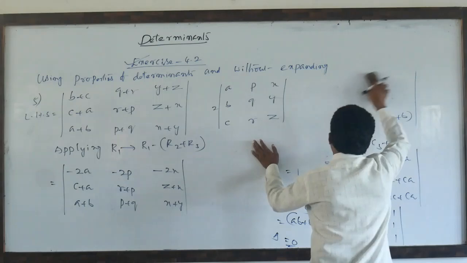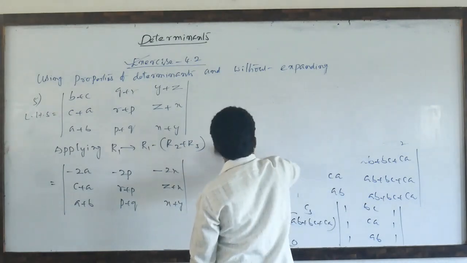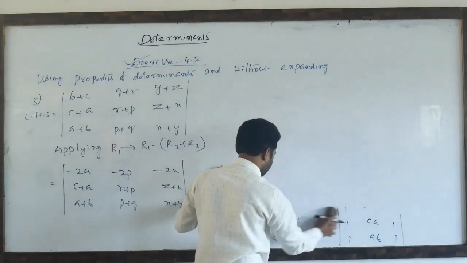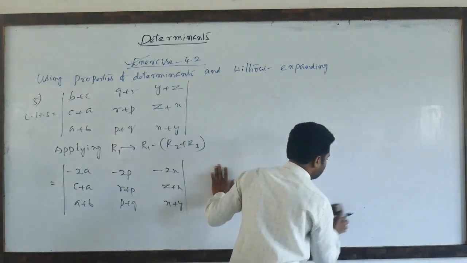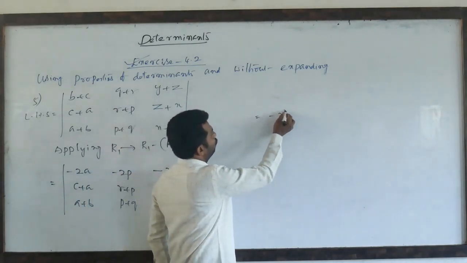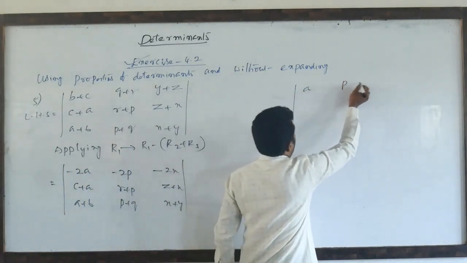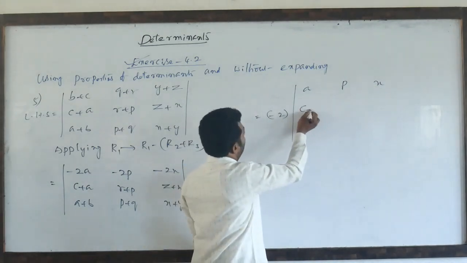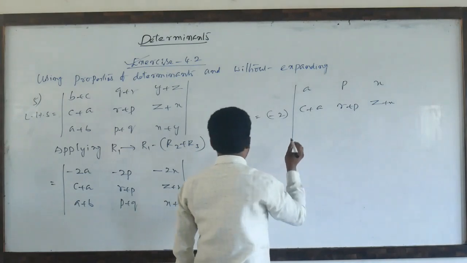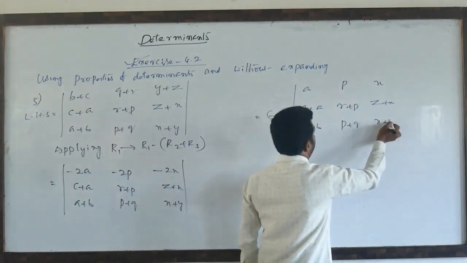the first row. You observe one element is common, that is minus 2. Suppose I take minus 2 common, then the remaining determinant: first row a, p, x; second row c plus a, r plus p, z plus x; third row a plus b, p plus q, x plus y.